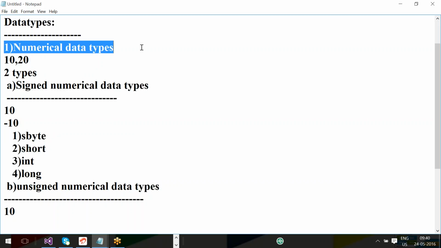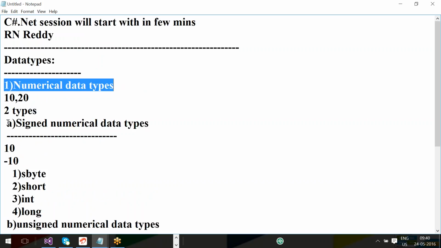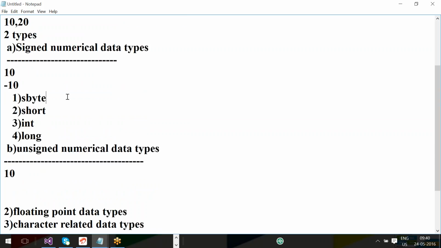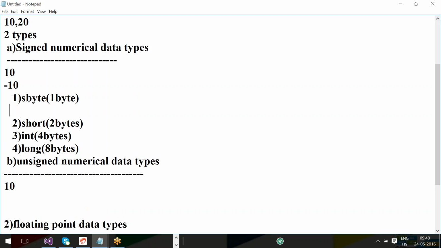The first category, numerical and floating, is based on type. This is based on positive and negative. This is based on size. The predefined size of sbyte is 1 byte, short is 2 bytes, int is 4 bytes, and long is 8 bytes.